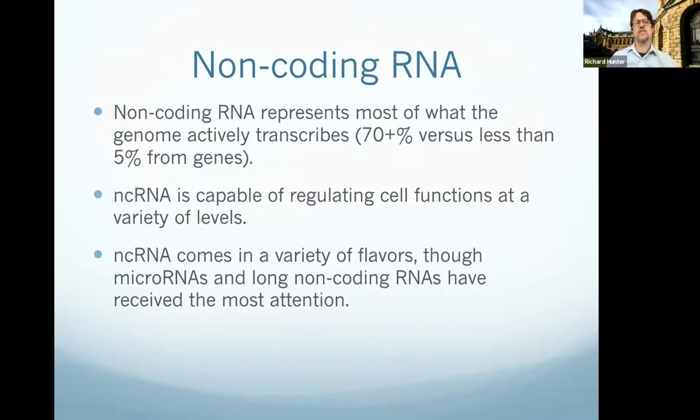Non-coding RNA, I've already sort of mentioned some of this. It represents most of what the genome actively transcribes. So 70% of what's transcribed in an individual cell's genome is non-coding RNA versus about 5% from genes. Non-coding RNA is capable of regulating cell functions at a variety of levels. It has a bunch of different flavors, and new ones are getting discovered all the time. There are at least 18 to 20 different modes of action for these non-coding RNAs. MicroRNA is the one that you'll see most often in the literature for clinical populations, and I'll talk a little bit about that as we go through.